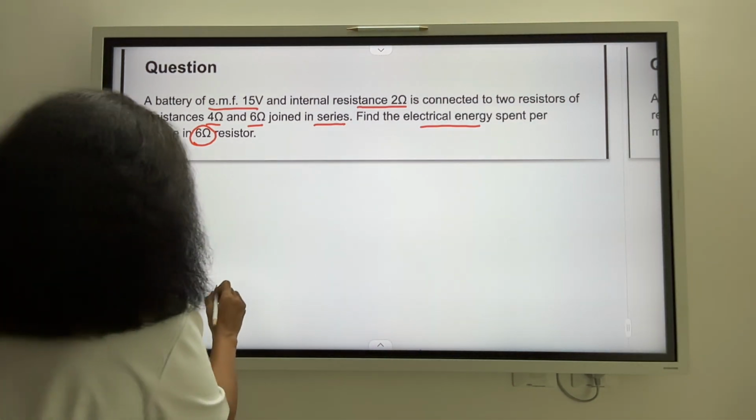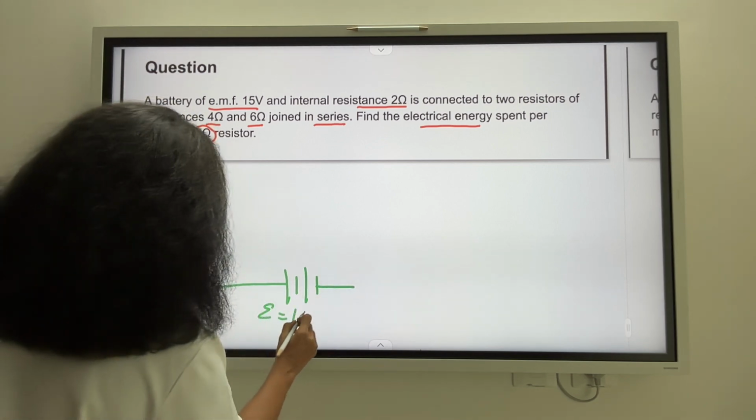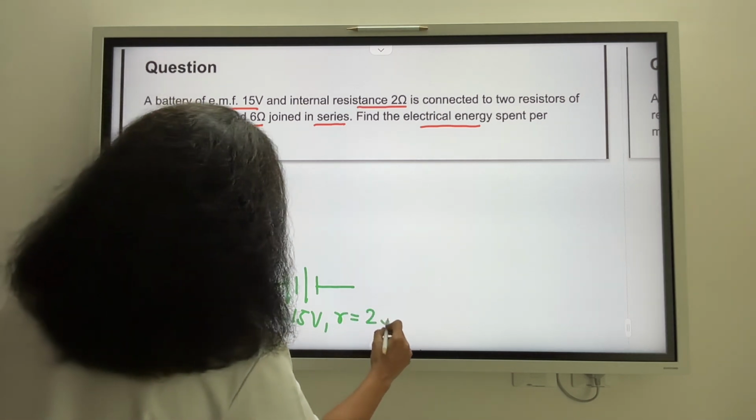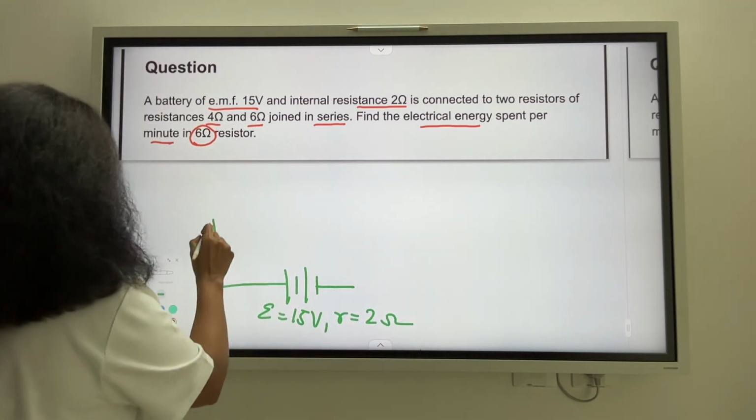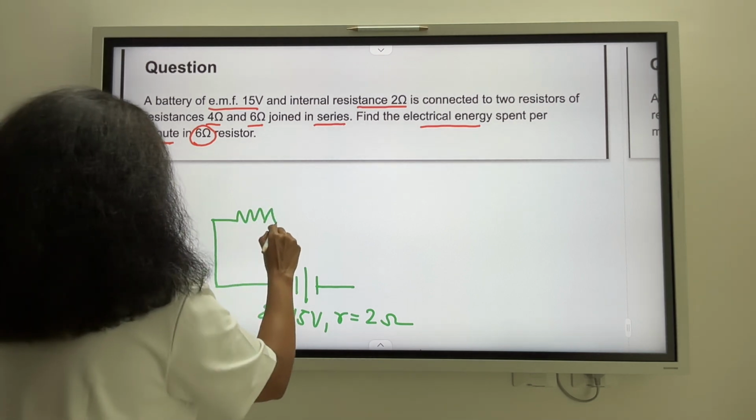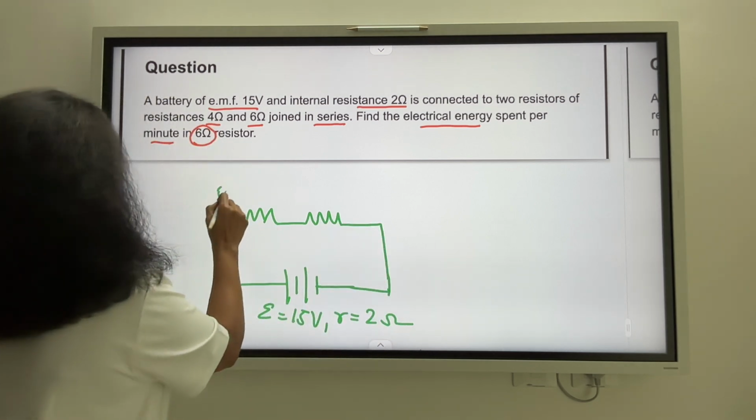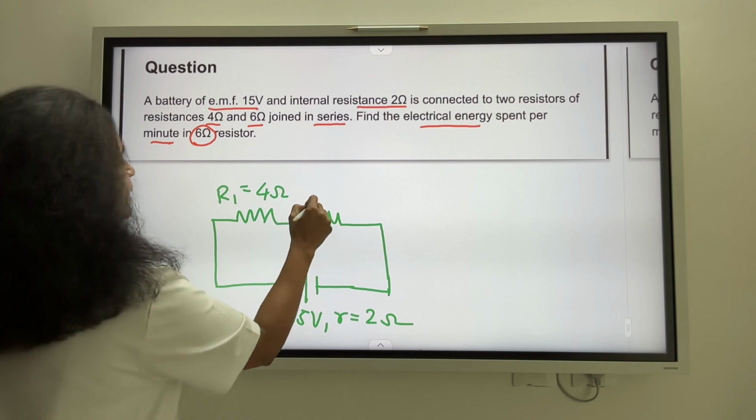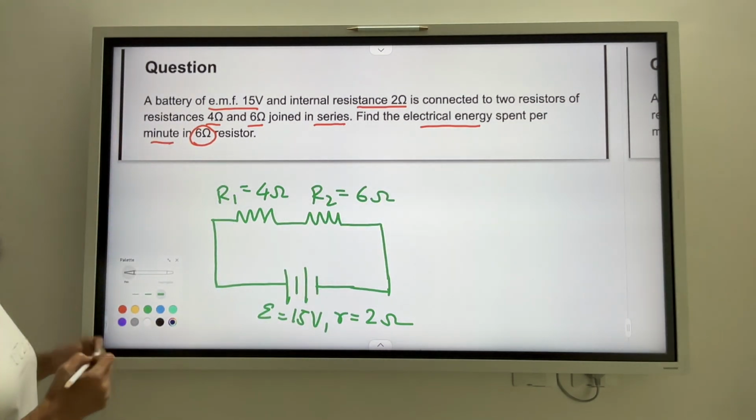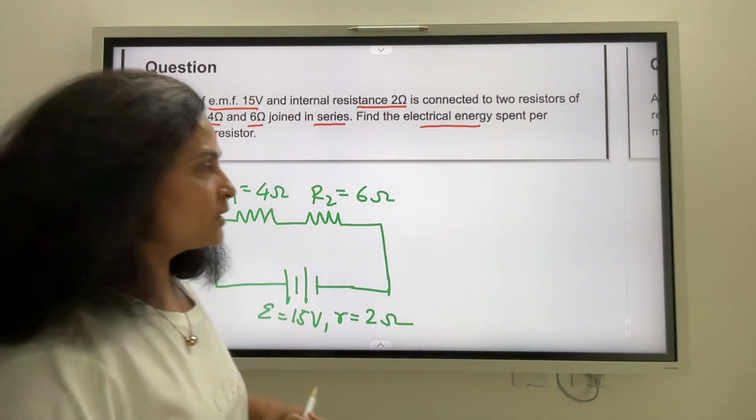Beginning with the battery of EMF 15 volt, it has an internal resistance of 2 ohm. Now let us connect our two resistances in series. So we have 4 and 6 ohm in series. Let them be called R1 being 4 ohm and R2 being 6 ohm. What am I supposed to find out? The electrical energy spent per minute in the 6 ohm resistor.